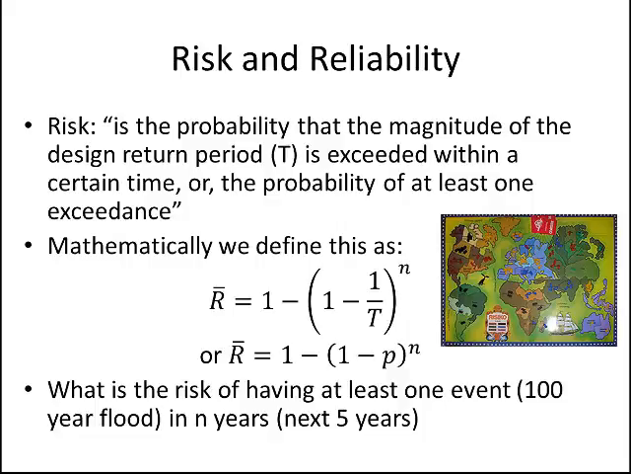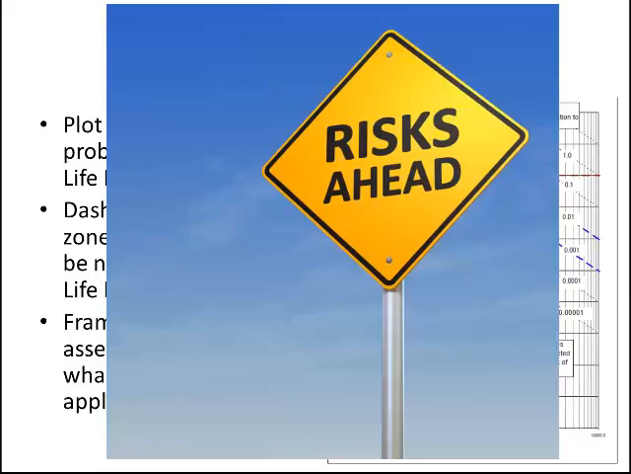Basically we've got the return period or the probability of that event in there raised to the total number of trials, right? So we could ask a question, and you should work through this for the lecture period: what is the risk of having at least one event, so let's say a 100-year flood, in N years, maybe the next 5 years, right? So this is the type of question that we could answer with this. This is a good example. You should take a minute after this and work through it and bring that to class.